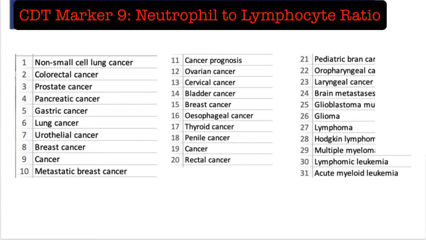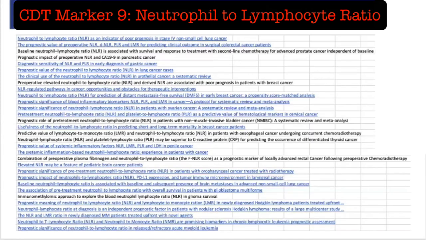Colorectal, prostate, breast cancer, lung cancer, you name it. Cancer in general, plenty of papers just talking about general all-cause mortality for cancer tied to the neutrophil to lymphocyte ratio. Oh, I got cancer twice, so make it 29. Okay, I got breast twice. So we have to do a little work on our Excel, making sure we get rid of duplicates. So we're now at 29, but who's counting?